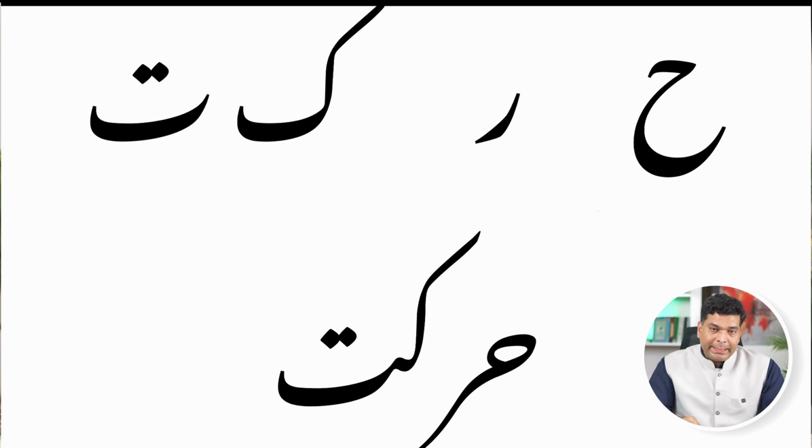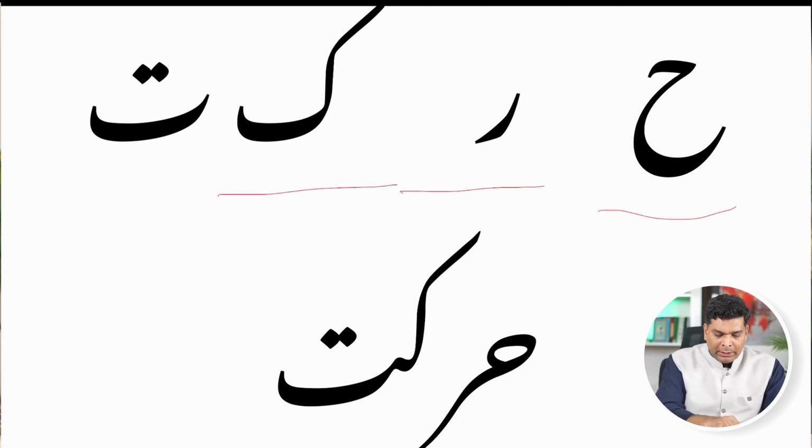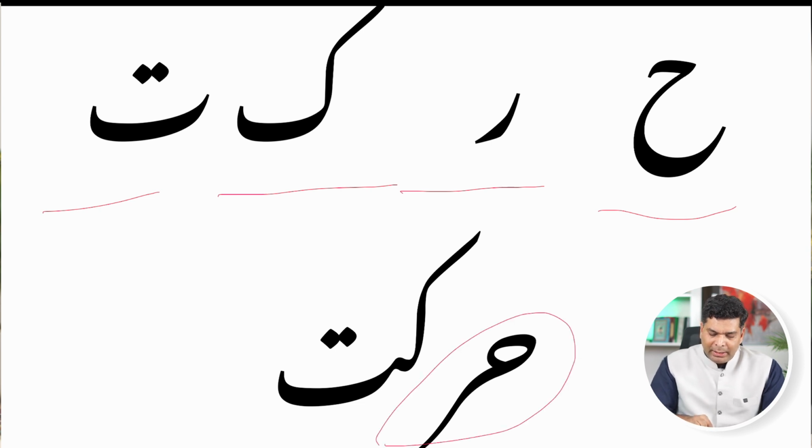Moving on to the next one, we are now moving to a four-letter word, and you will see the same rules apply. There's no difference. Obviously, the complexity of the word could increase, but then you break it down. Now, if you see here, we have letter he, which is here. We have letter re, which gives the sound ra. We have letter kaf, which gives the sound ka. We have letter te, which gives the sound ta. So we have ha, ra, ka, ta, which basically becomes harkat.